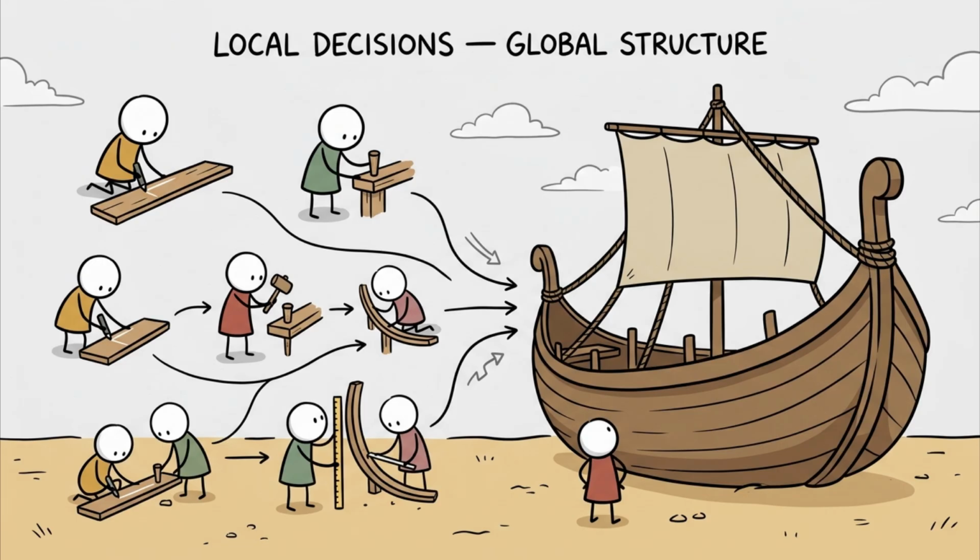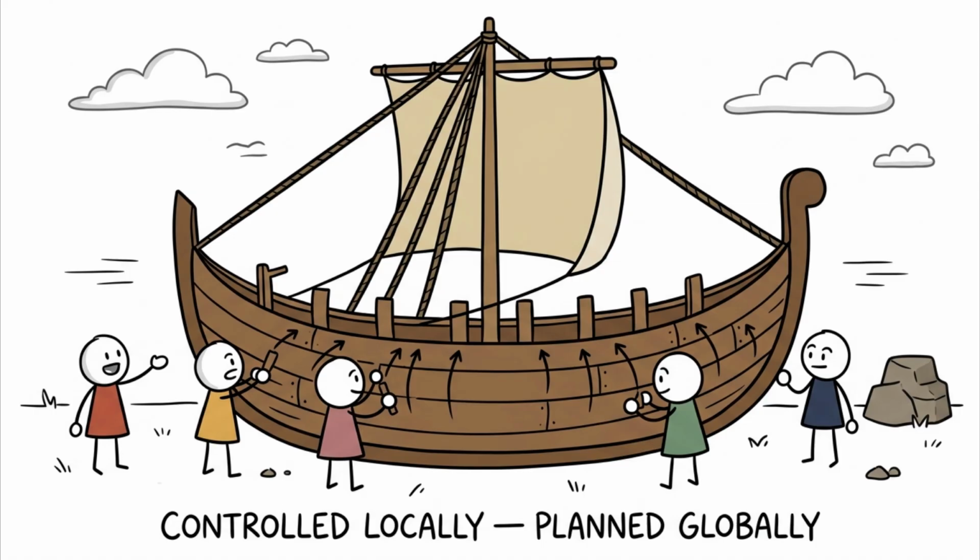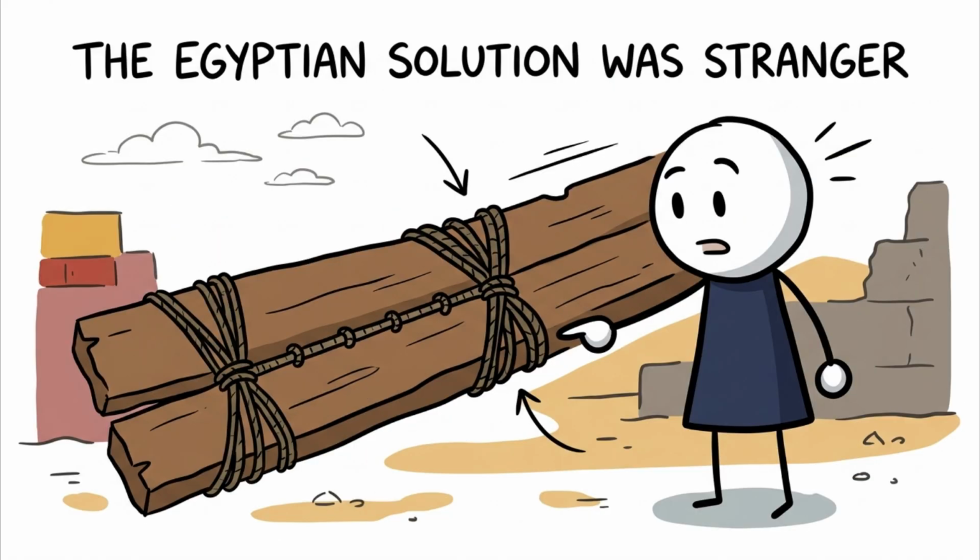Local decisions accumulated until they produced a structure larger than any individual. The ship was planned globally by being controlled locally. The Egyptian solution could be stranger still.